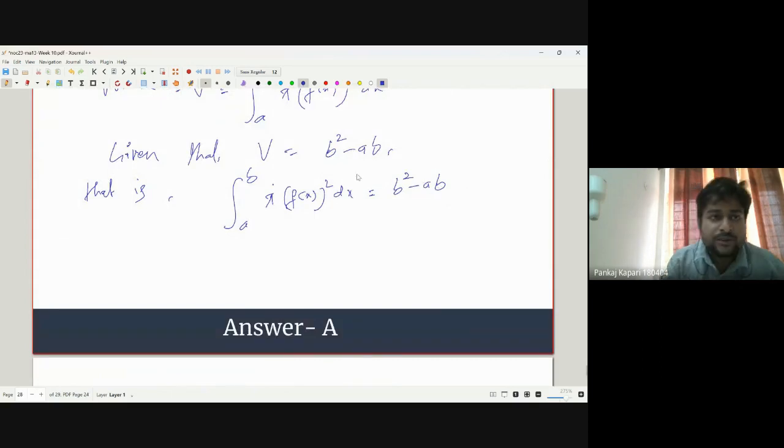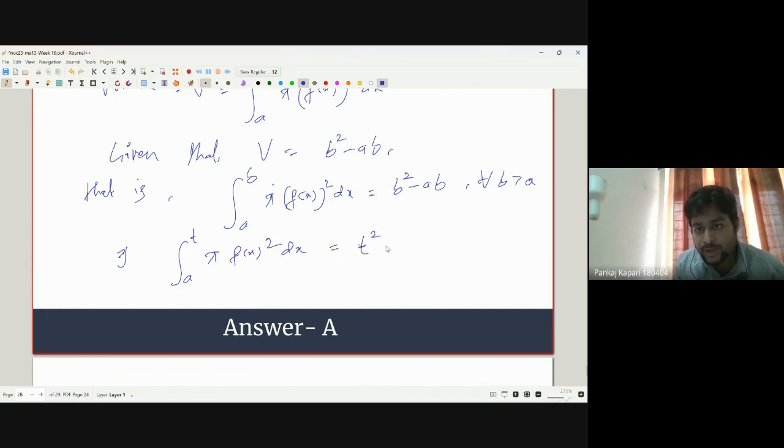So instead of this b, we can write something else. Since this equation holds for every b greater than a, this implies that we can replace b by some variable. Let's not call it x, let's write it t, and then we have the integral of pi f(x) whole squared dx equal to, instead of b, we are writing t, so t square minus at, right?